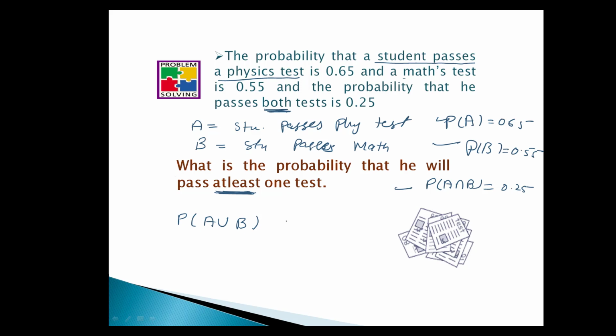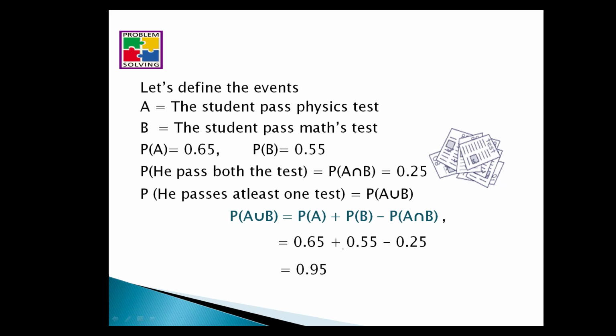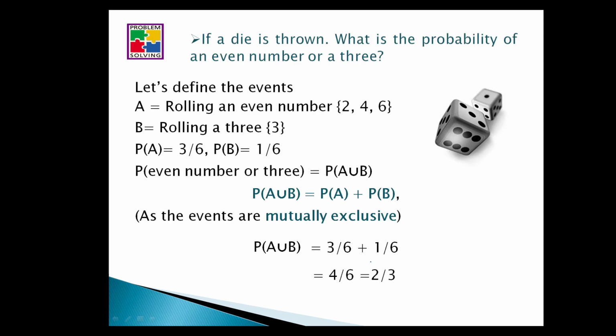So this is the question, and I hope it's very clear that we need to add these probabilities, and because the probabilities are not for disjoint events, we need to subtract this thing, A intersection B. So here is the solution we have done, and this is 0.95. This was one simple example. Let's look at one more example to make it a little more clear.